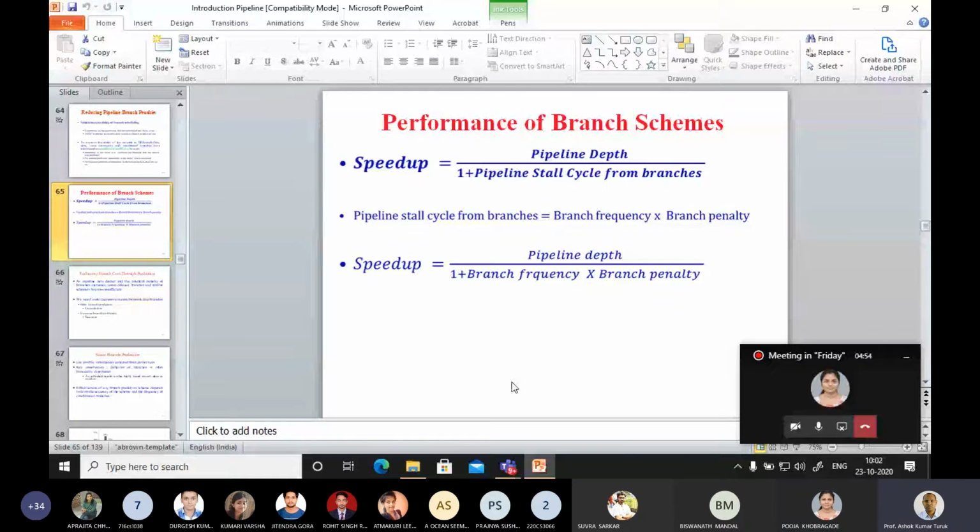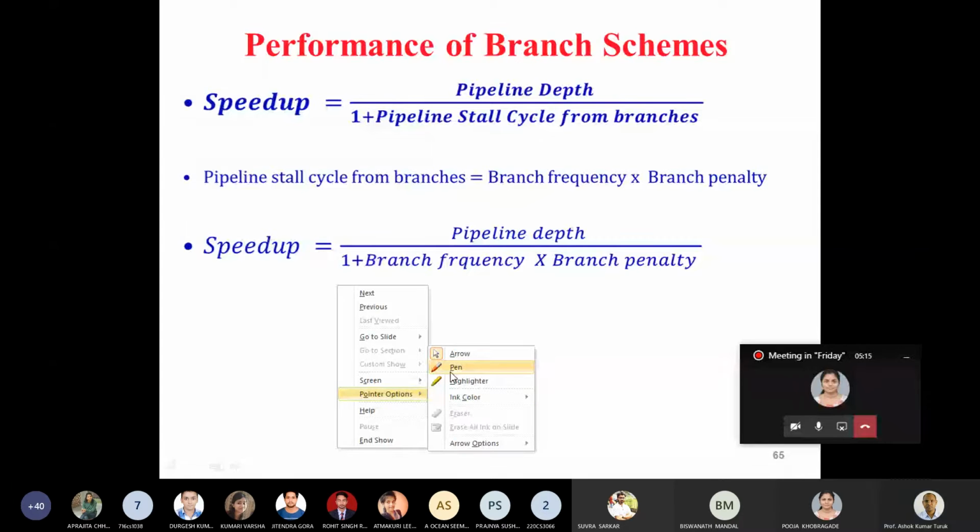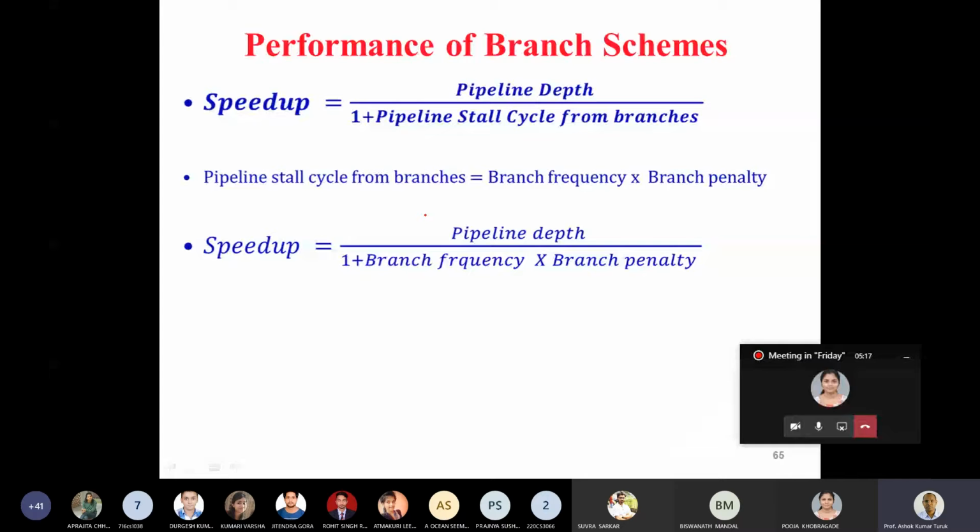Sir, this is what we were discussing in the last lecture: in the presence of the branch hazard, what is the speedup that we can obtain from the pipeline. This is what we obtain: the speedup is equal to the depth of the pipeline divided by 1 plus the branch frequency times the branch penalty. The branch penalty comes from both the conditional branch and the unconditional branch, and in a program the conditional branch mostly dominates.